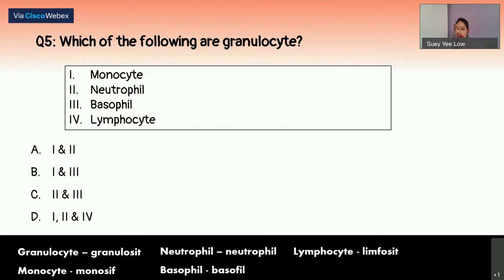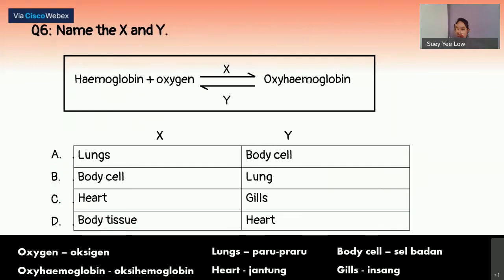So I'm waiting for your answer. Someone says it's C. So is the answer C? Let's see. Yup, you're right. You're so clever. So 2 and 3. Never Eat Banana. So neutrophil belongs to "Never" and basophil is "Banana". Okay, good job. So next, question 6.